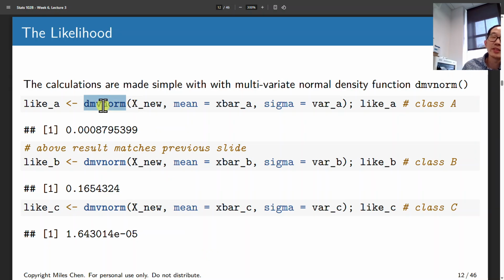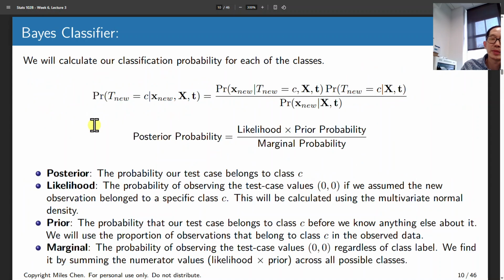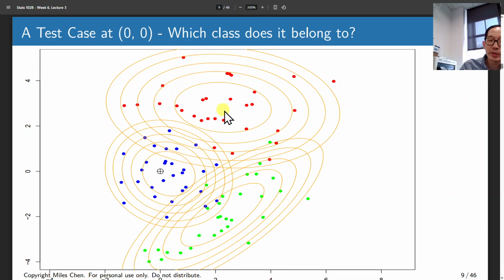Thankfully, in R, we can just use the density of the multivariate normal, and it does the same calculation for us. I say, hey, this is my observed value, at 0, 0. My estimated mean is at some location close to that, and my variance is this, and I get the same value, 0.000879. And I want to calculate these likelihood numbers for all three classes. What is the likelihood that it comes from Class A, which I'm estimating to be centered around 2 point something and 3 point something, or I think it's like 2.2 and 2.8 or something.